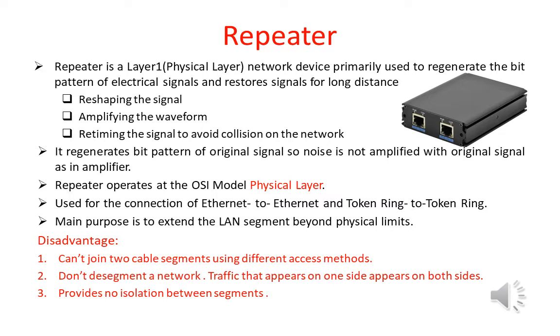Used for the connection of Ethernet to Ethernet and token ring to token ring. Main purpose is to extend the LAN segment beyond physical limits. Disadvantages of repeaters are: it can't join two cable segments using different access methods. It doesn't segment a network. Traffic that appears on one side appears on both sides. Provides no isolation between segments.